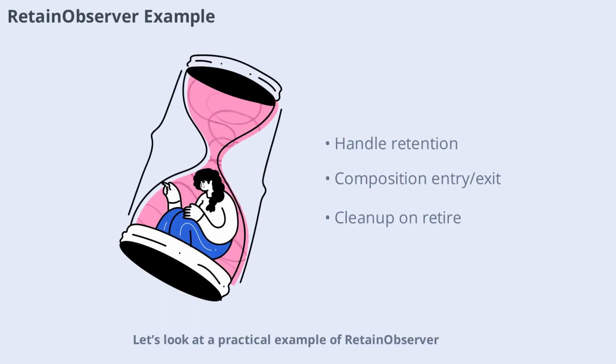Let's look at a practical example of RetainObserver. The ManageCache class implements RetainObserver, providing methods for handling retention, composition entry and exit, and retirement. When a value is retained, you can log or perform actions. When it enters or exits composition, you can initialize or clean up resources. On retirement, you clear the cache. This pattern is useful for managing resources that need to respond to lifecycle changes.